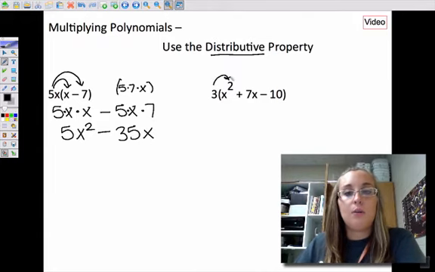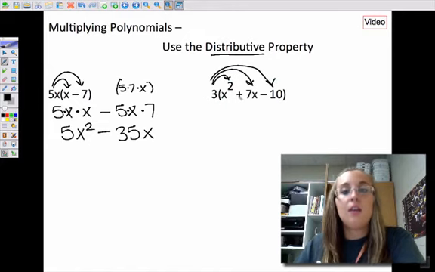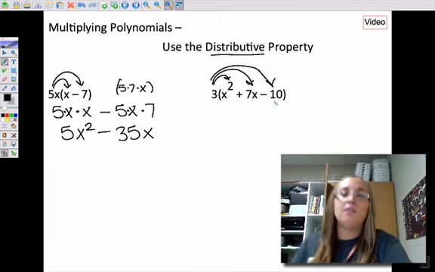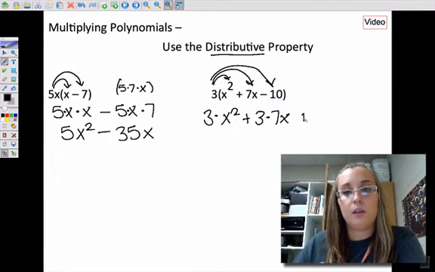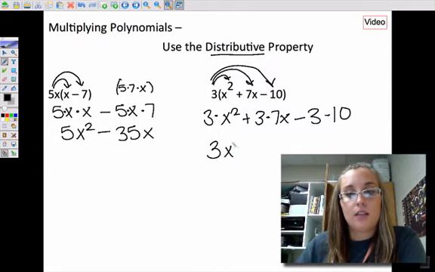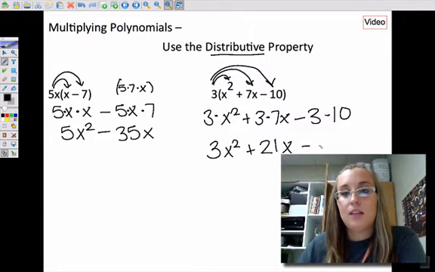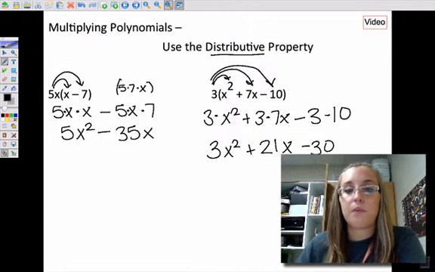Same thing again, I'm going to multiply the polynomial 3 times the polynomial x squared plus 7x minus 10. So I'm going to take 3 times x squared plus 3 times 7x, or minus, 3 times 10. So 3x to the second power plus 21x minus 30. Okay?